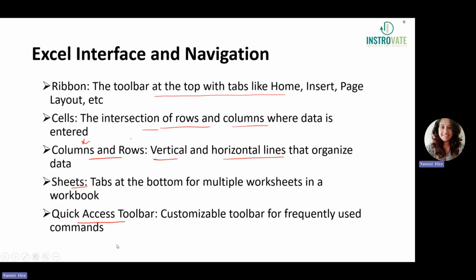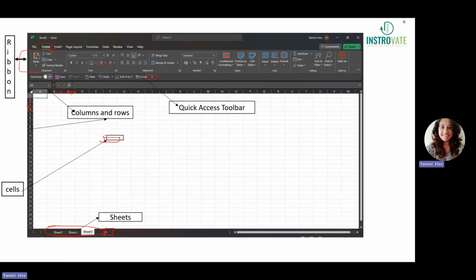So let's begin with the Excel interface and navigation. We are going to discuss the ribbon, cells, columns, rows, sheets, and the quick access toolbar. I'll explain that just a second.